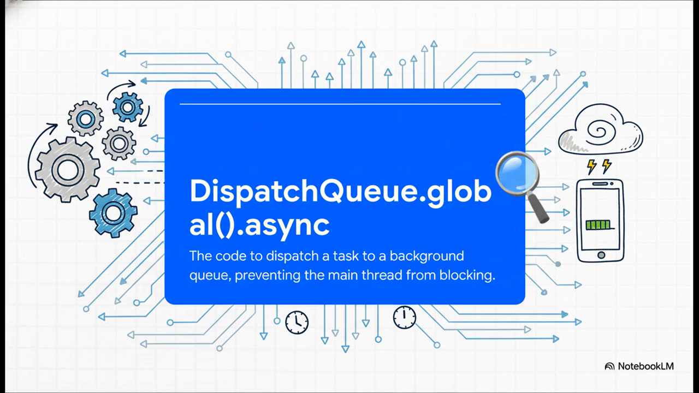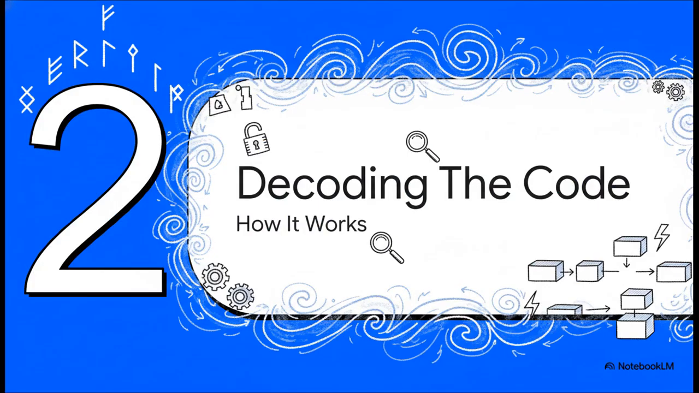Now, I know it might look a little bit intimidating if you're seeing it for the first time, but trust me, it's unbelievably powerful. This is how you tell the system, hey, take this chunk of work, go run it somewhere else, and do not freeze my app while you do it. So what is this line actually doing? Let's decode this spell piece by piece so you really get what's going on and can start using it with confidence.